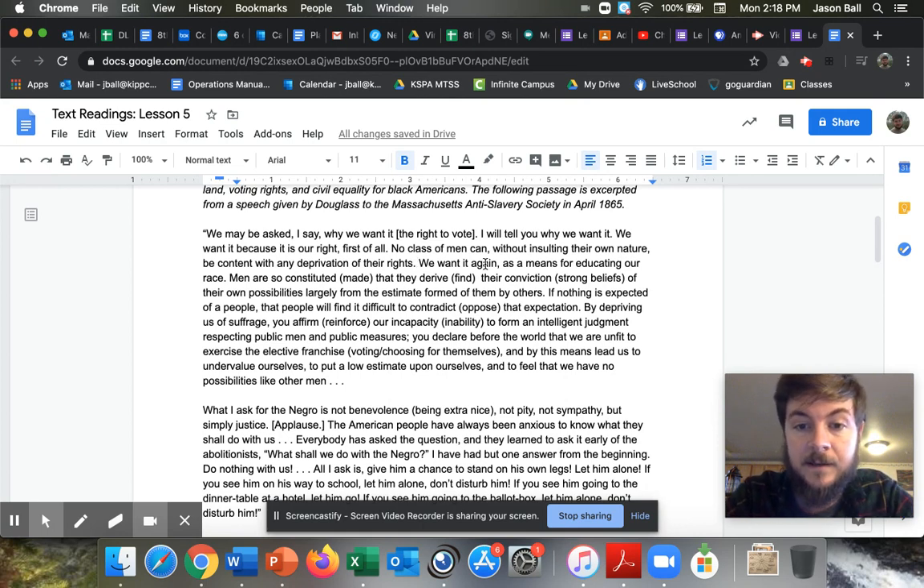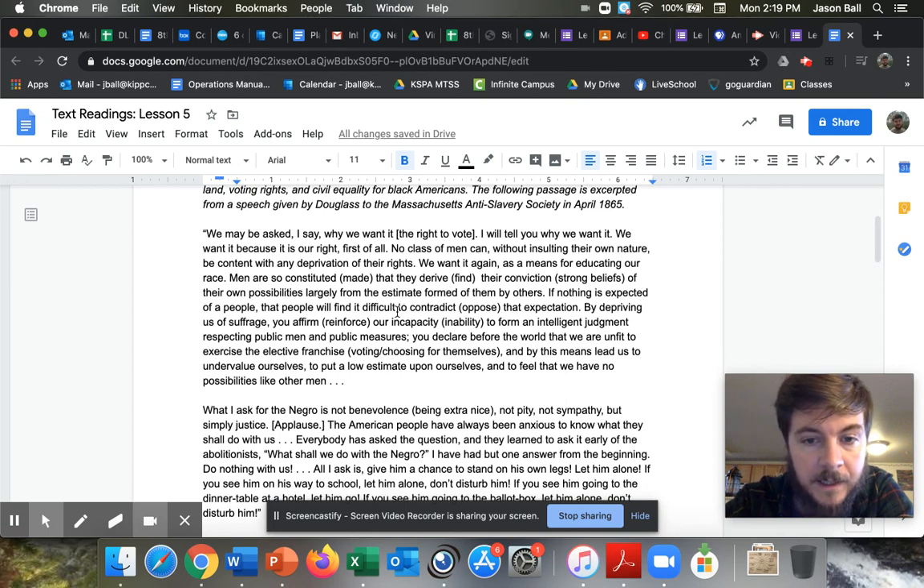"We want it again as a means for educating our race. Men are so constituted, are made, that they derive or find their conviction, which are strong beliefs, of their own possibilities largely from the estimate formed by others." So he's saying that the way people think about themselves is based on how other people think about them too. So how are we as African Americans going to think about it? That's already what I'm thinking to myself, this is his topic. So how are freed slaves, now free Black people, going to be getting the right to vote?